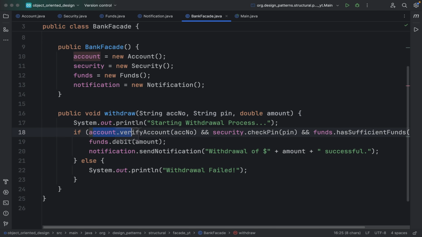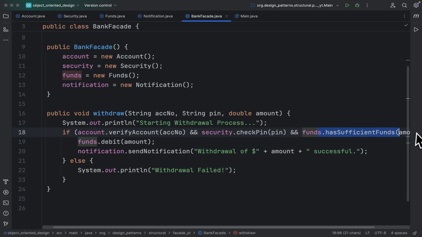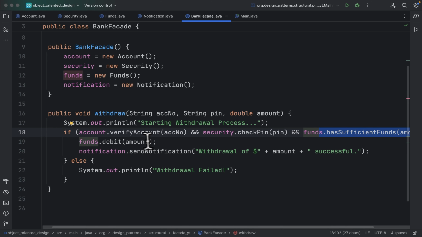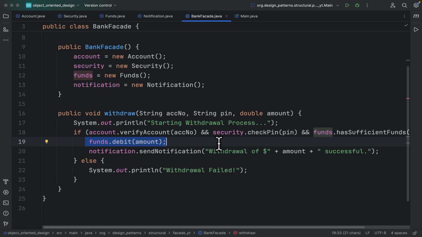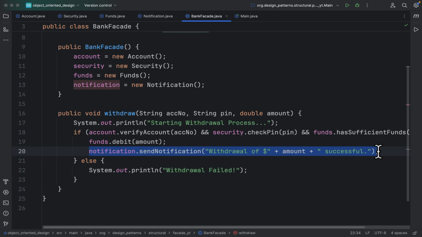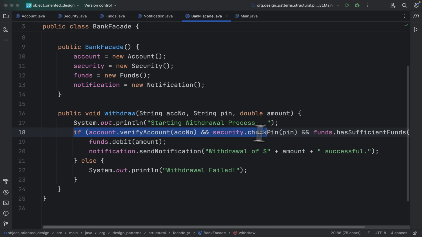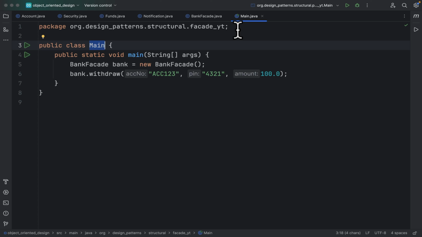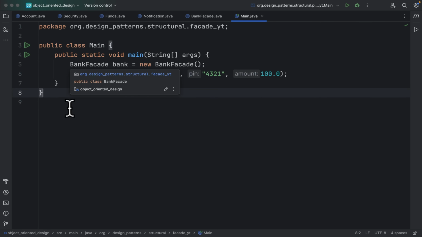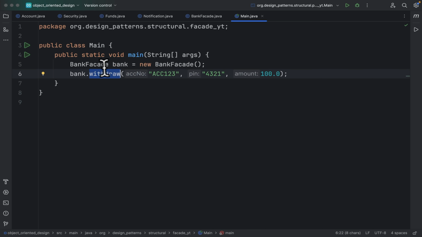For example, it is first verifying the account, then the PIN, then checking the amount, and once everything is valid it is debiting the money from the bank, and finally it is sending the notification. And let's say if any of these conditions is false, it is going to log this particular message which is withdrawal failed. So now this main class or the client class just has to use the interface provided by the facade, right? So this was all about the facade design pattern.